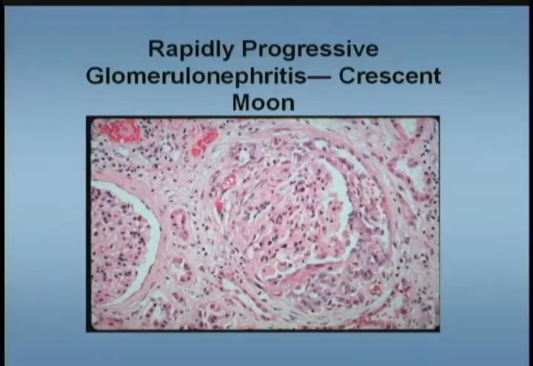ANCA, steroids, and cyclophosphamide. See that crescent or crap around the glomerulus? Crescent moon. Biopsy, steroid, cyclophosphamide.